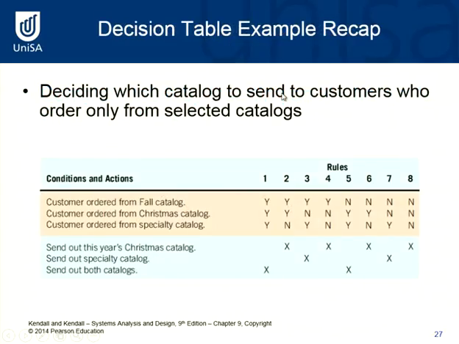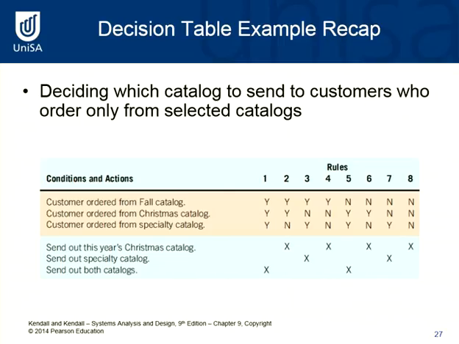Okay, so the decision table example recap. This is basically what I just went through, okay, the decision table. That was a scenario that I gave you at the beginning. I just talked about all the steps. Again, deciding which catalogue to send to the customers who only order from selected catalogues. So what we've got here... just to send out this year's and send out specialty catalogue, and a cross in both of them, instead of having to send out both catalogues.